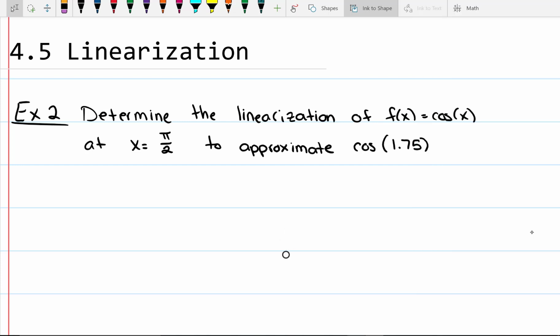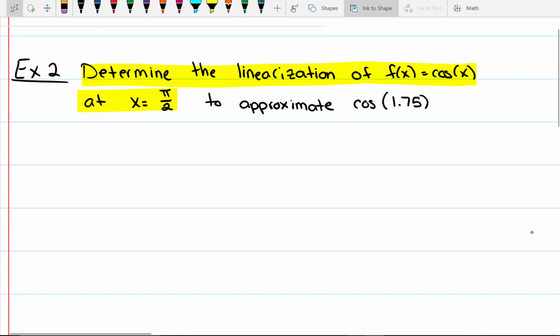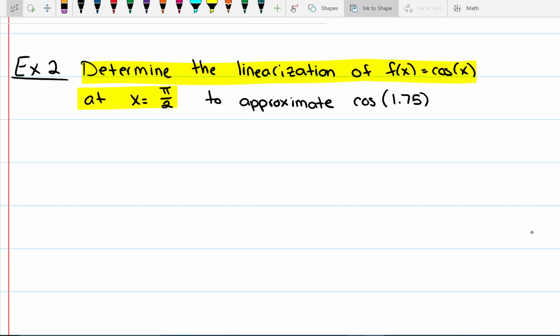So the first thing we have to do is determine the linearization of cosine of x at x = pi over 2. Again, basically we're finding the equation of the tangent line at that point, but we don't want to solve anything right now. I want you to try to determine the linearization of cosine of x all by yourself. So go ahead right now and do that.